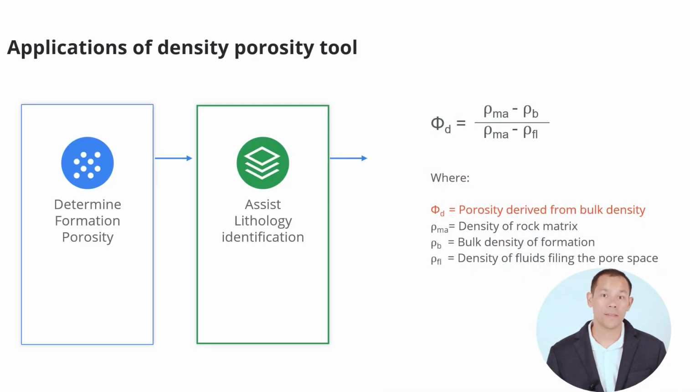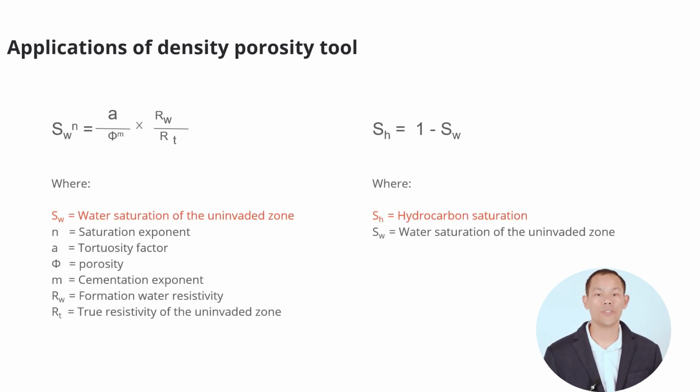Let's start. The primary objective of logging a density porosity tool is to determine formation porosity and lithology. To achieve this, we calculate a formation property called bulk density, and from this, using the following equation, it's possible to derive a value for porosity. With knowledge of porosity and true resistivity from a resistivity log, the fraction of pore space occupied by water, known as water saturation, can be calculated using the Archie equation.